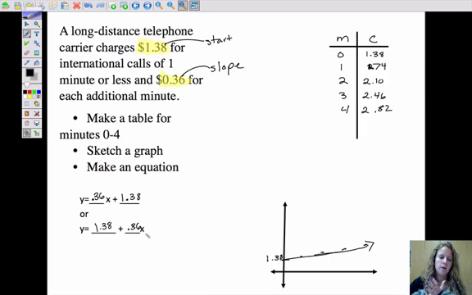So hopefully you have a better understanding of how to make graphs and equations from a description. If you need more practice on this, please let me know.